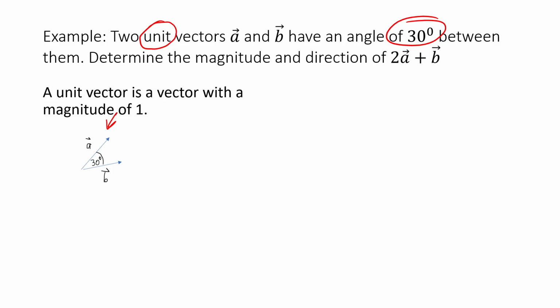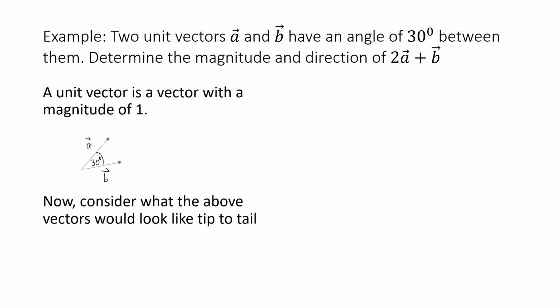So we begin by drawing the description given in the first part of the first sentence. Simply draw A and B, draw them tail to tail, put a 30-degree angle in between them. Now let's consider what they'll look like if we draw them tip to tail. You'll see it looks like what's shown up at the top here. And we're going to get an angle between them now that won't be 30 degrees anymore. We need to figure out what that alpha equals.